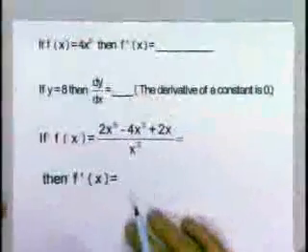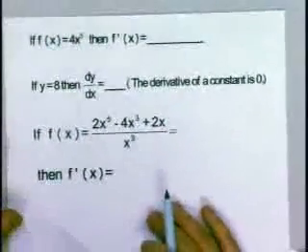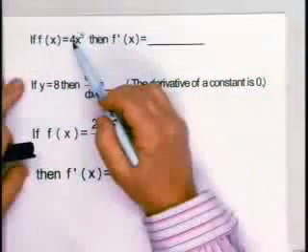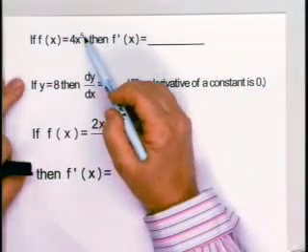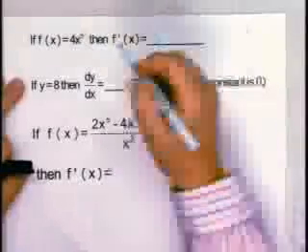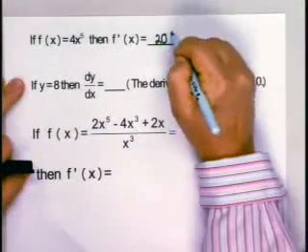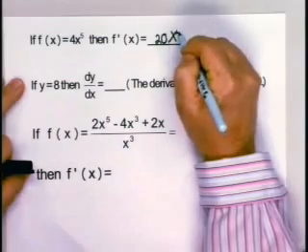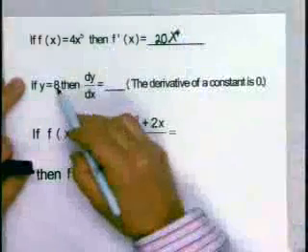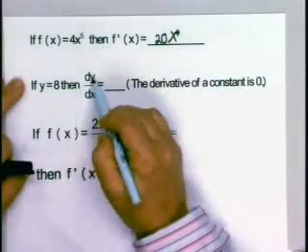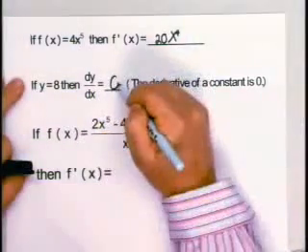Another example. Suppose that we had a coefficient in front of the function, as in 4x to the 5th. Then the derivative would be, we bring the 5 around and we multiply by 4, 20x to the 4th power. If y is equal to 8, then dy dx, the derivative, is 0.